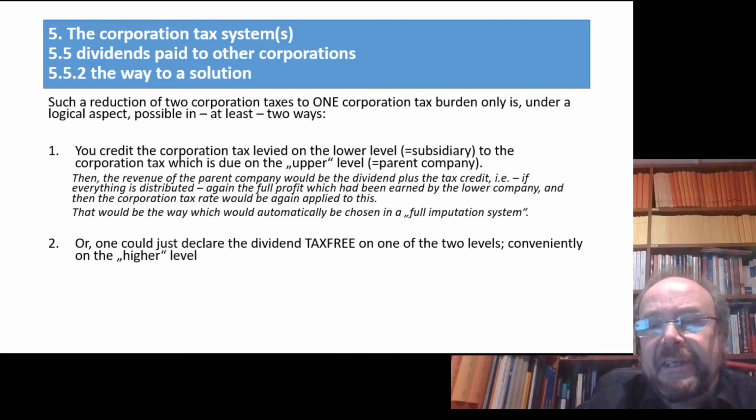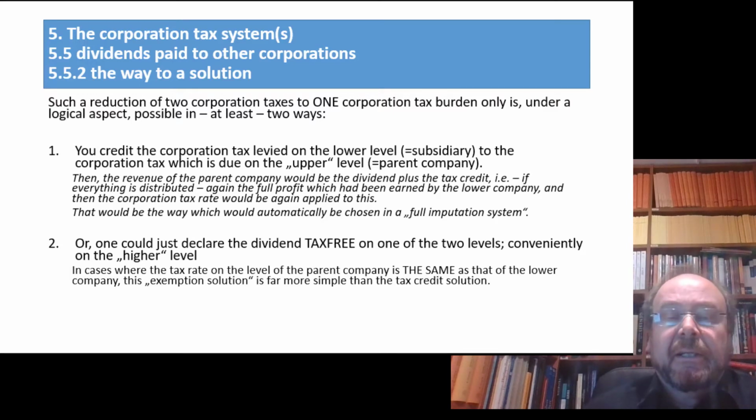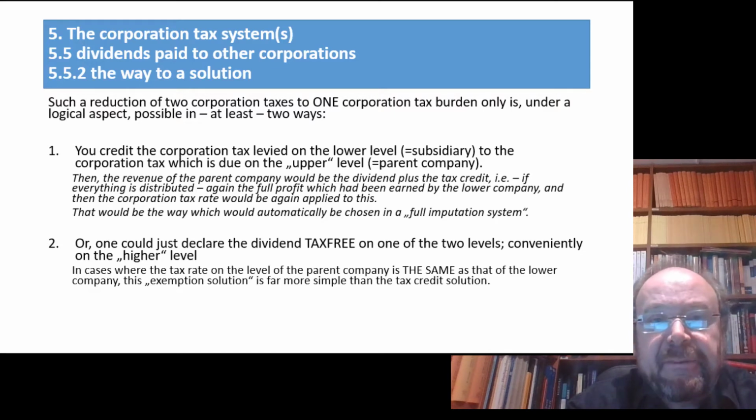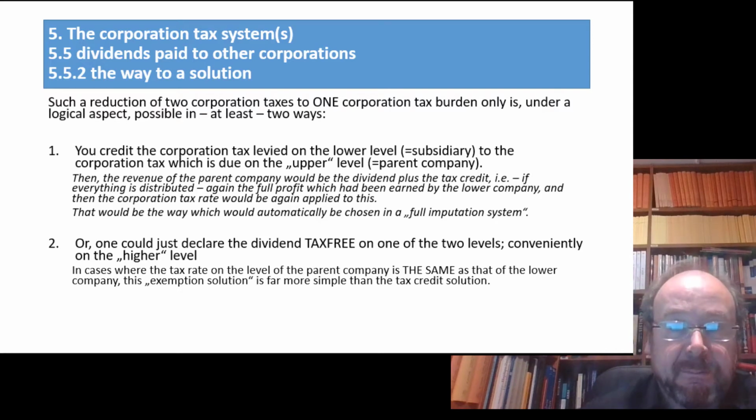So you would just declare dividends tax-free in the hands of a juridical person, because a dividend always comes already from another juridical person. So corporation tax must have already been paid, and so the parent company can be left without a tax. In cases, by the way, where the tax rate on the parent company level is the same as on the subsidiary's level, this exemption solution is technically far more simple and has the same result.